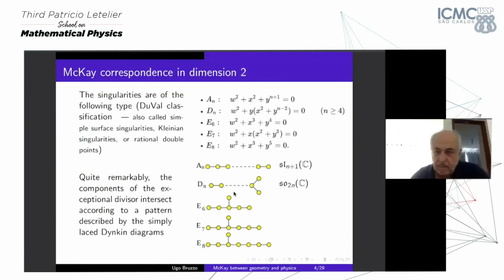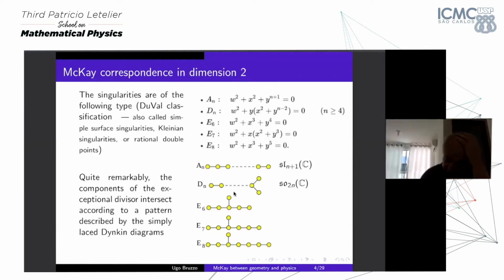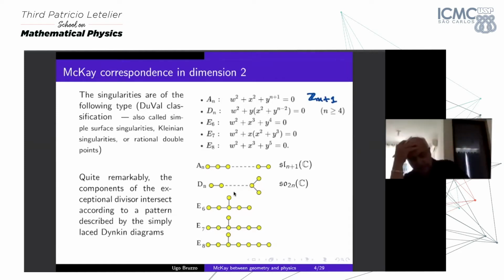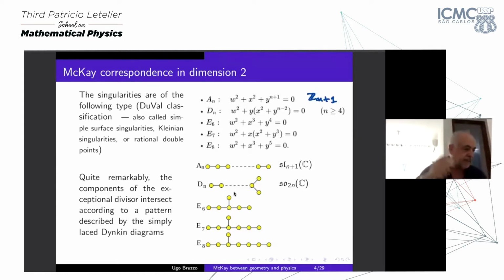Okay, so you already saw this slide yesterday. By the way, I made a small mistake because the case A_N corresponds to the group Z_{N+1}, actually. And in the other groups, the D_N are the dihedral groups, E6, E7, E8 are the tetrahedral, octahedral, and icosahedral groups.